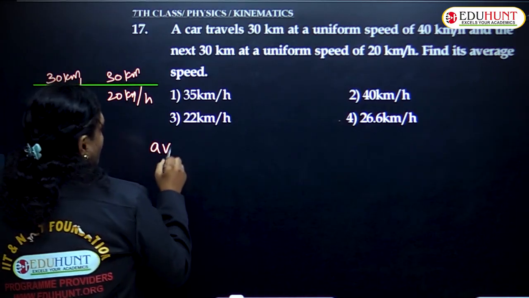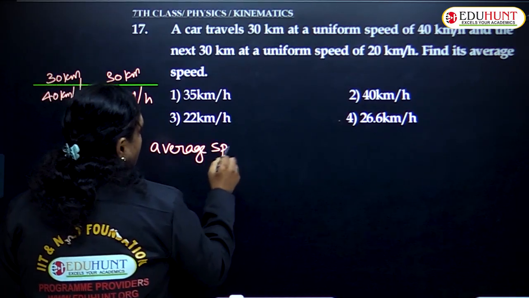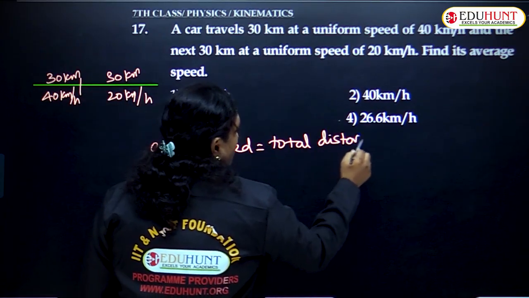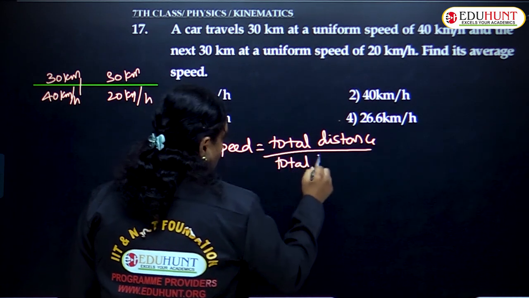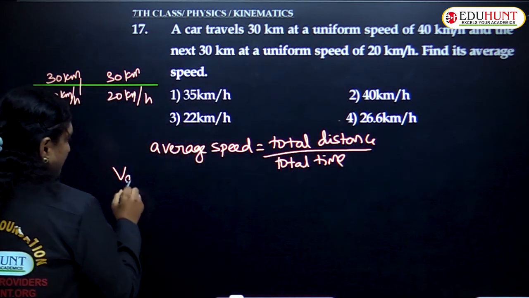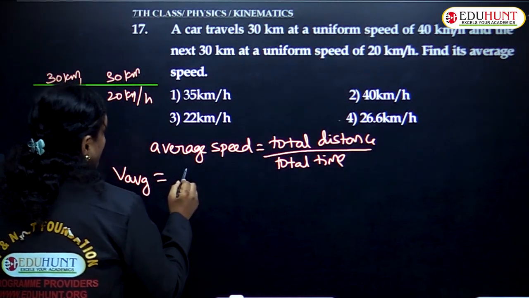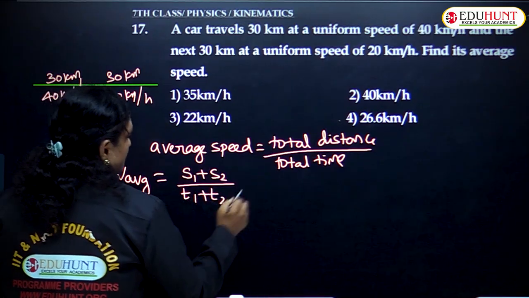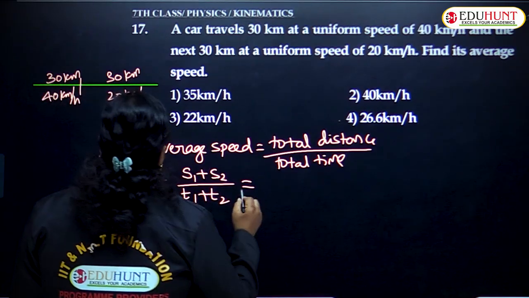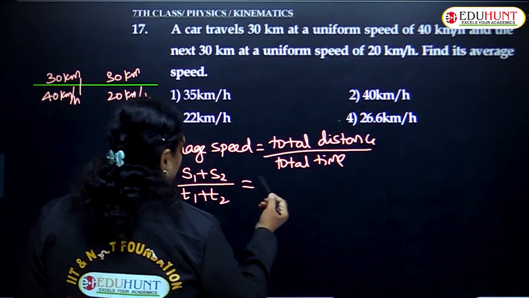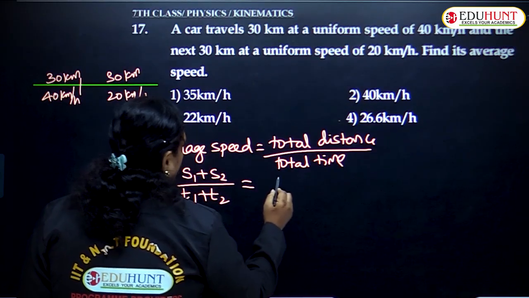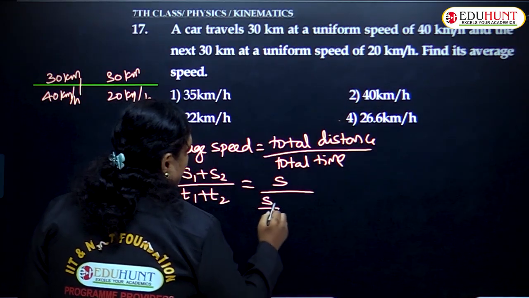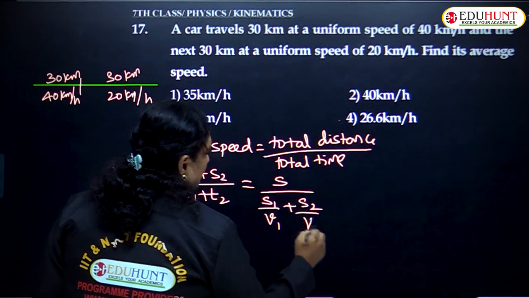So again, average speed is found to be total distance by total time. Average speed, indicated by V average, is equal to total distance S1 plus S2 by total time T1 plus T2. So S1 plus S2 is nothing but 30 plus 30. Later we shall discuss. We can write it as total distance S upon, instead of time I can write it as distance by speed, S1 by V1 plus S2 by V2.